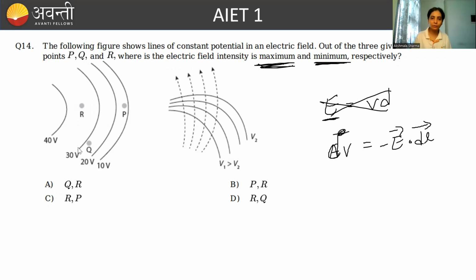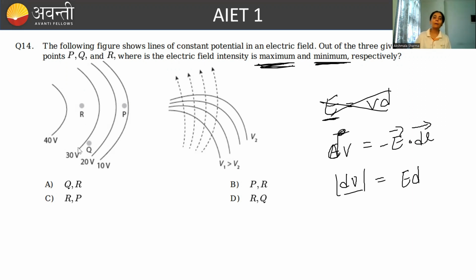सो इलेक्ट्रिक पोटेंशियल डिफरेंस के मॉड्यूलस को मैं क्या लिख सकती हूँ? अगर इलेक्ट्रिक फील्ड और डिस्प्लेसमेंट सेम डायरेक्शन में है, तो dV के मॉड्यूलस को क्या लिख सकती हूँ? E d, where d is the distance, ठीक है? dl को मैंने d लिखा है. डन. सो पोटेंशियल डिफरेंस can be written as what?